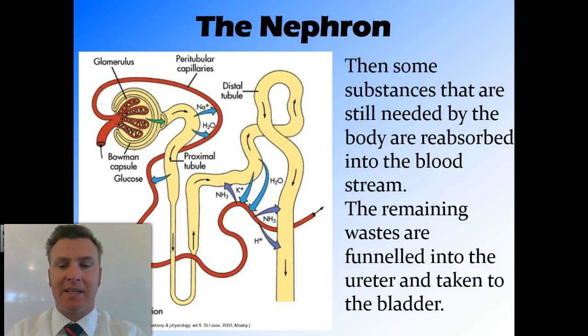Once it gets to the collecting duct, all the water and other substances that are needed by the body have been reabsorbed, and the waste product, the urine, then travels down the ureter to the bladder, where it's stored until the time that you need to go to the toilet.